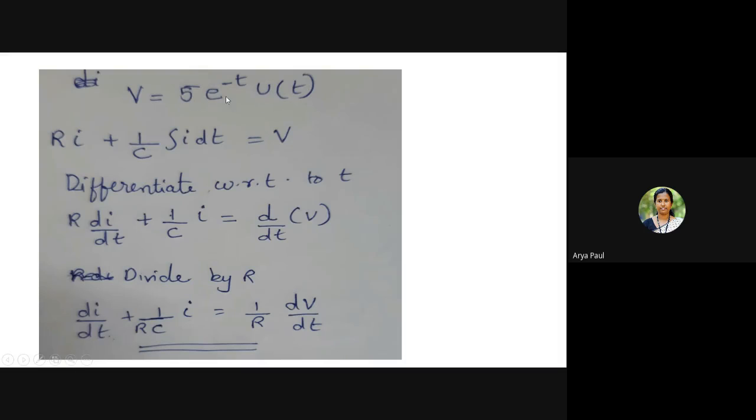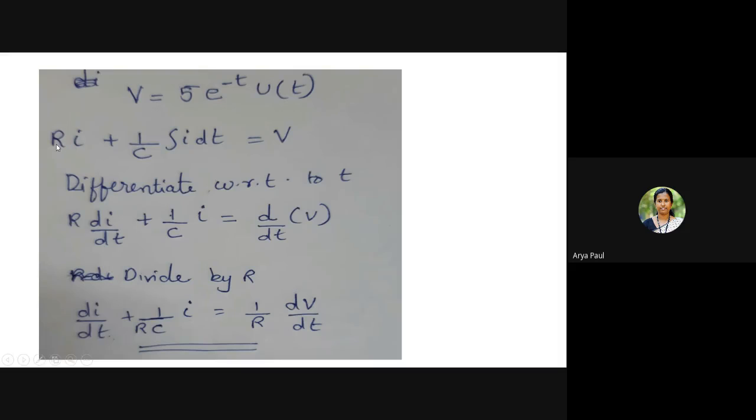So 5 into e raised to minus t into u of t, where u of t is a unit step signal. It has a value 1 from time t equal to 0 onwards. So in effect, u of t will be 1. So what is the voltage? 5 into e raised to minus t.